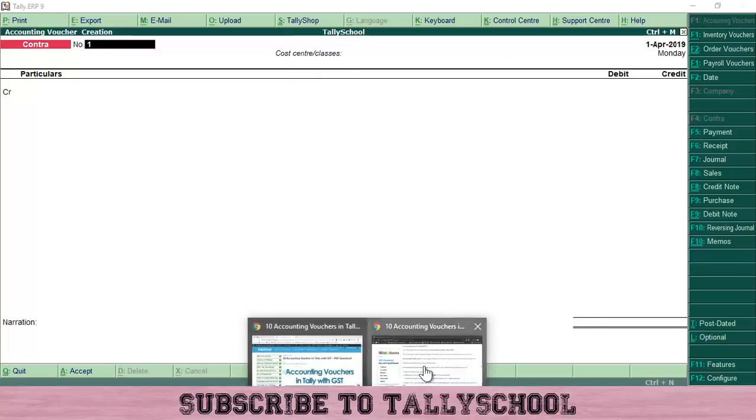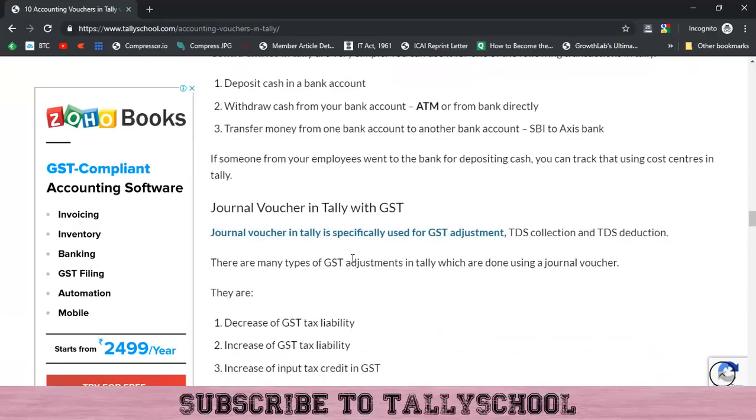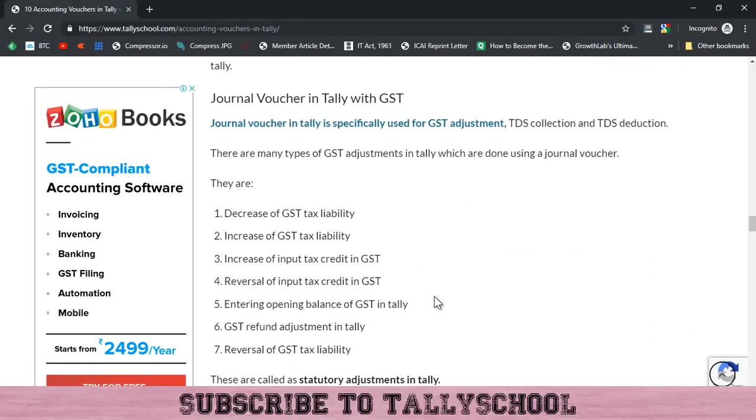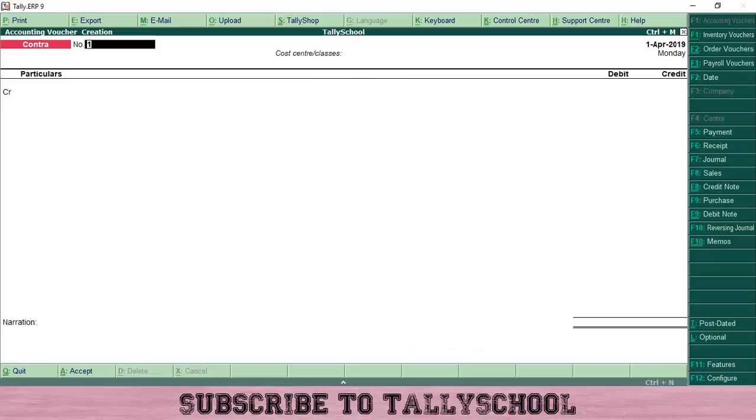Now we are going to look at some advanced vouchers, which is the journal voucher in Tally. It may look like a basic voucher, but it is an advanced voucher, and with the introduction of GST it is a little bit more advanced. It can also be used for TDS as well. So let's see the journal voucher in Tally in a little bit of detail.